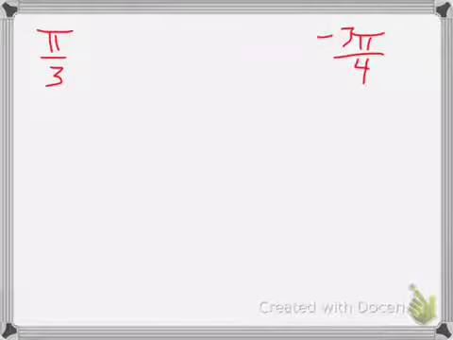2 pi, right? Because pi is 180 degrees. Getting coterminal angles, we add or subtract 360. 2 pi is 360. So I would take this angle, pi over 3, and I want to add 2 pi. And I want to subtract 2 pi.